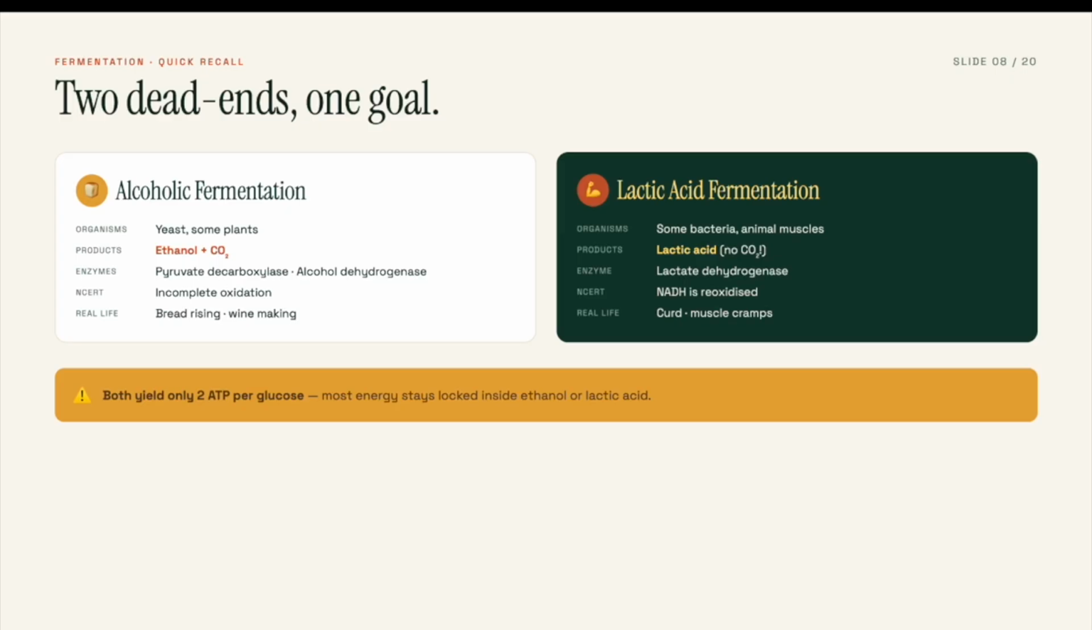Real life: bread raising, wine and beer making. Lactic acid fermentation, in some bacteria and animal muscles, gives lactic acid with no CO2 and uses lactate dehydrogenase. Real life: curd fermentation, and that burning feeling in muscle after sprinting. Both give only 2 ATP. The purpose of fermentation is not to make more ATP, it is to regenerate NAD plus so that glycolysis can keep running. Without NAD plus, glycolysis would stop completely.